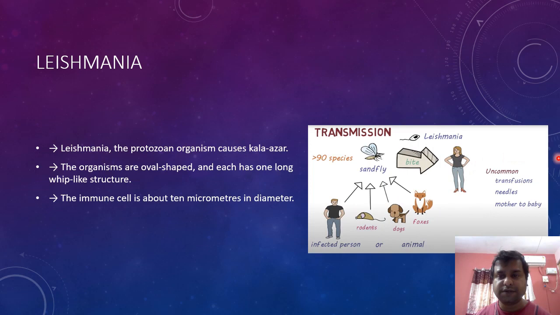Here you see the transmission of Leishmania. It's an infectious disease, so it spreads from one person to another, with a sand fly being a carrier or a vector. It can also be caused by transfusion, by using infected needles, and also from mother to baby.